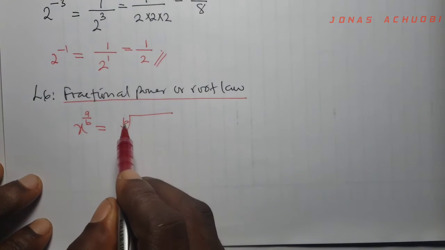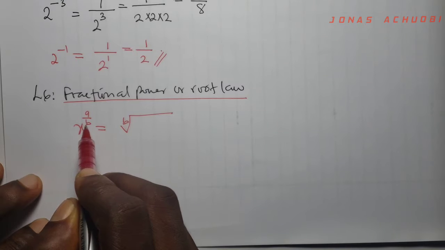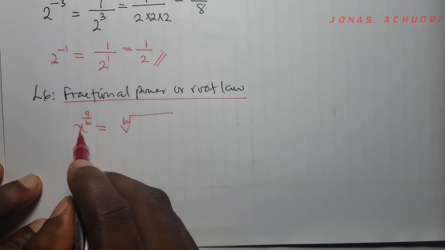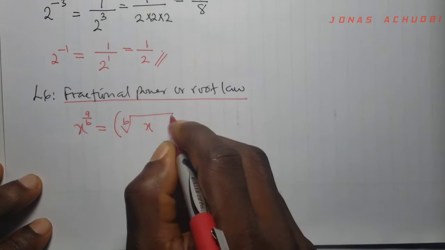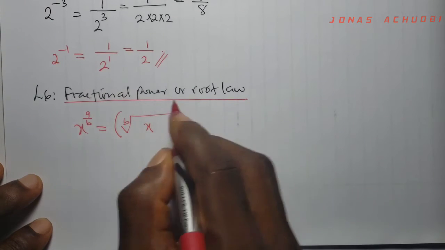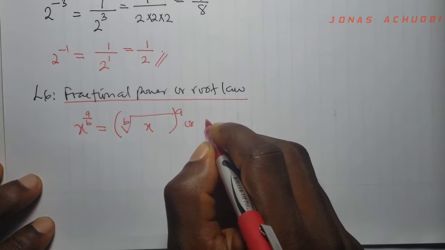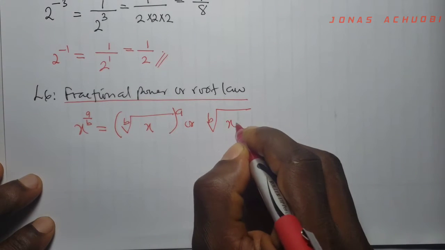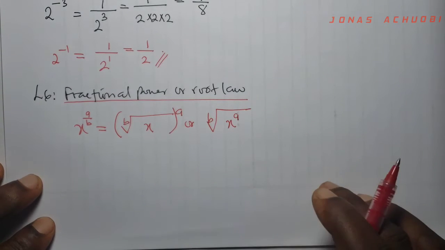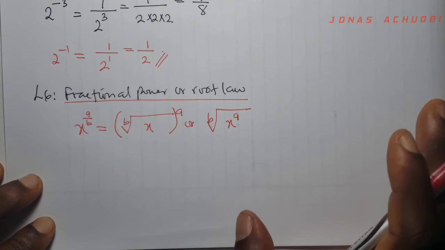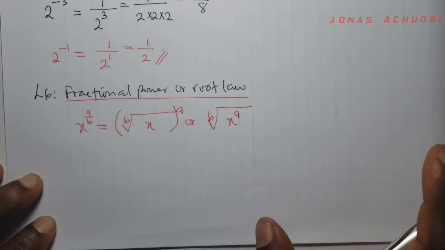This is how I write it. What should be here must be the denominator. The b-th root of the base, which is x, all of it raised to the power a, the numerator. We can also write this sometimes as the b-th root of x raised to the power a, with the a inside. These two forms are, as a matter of fact, equivalent, are the same.